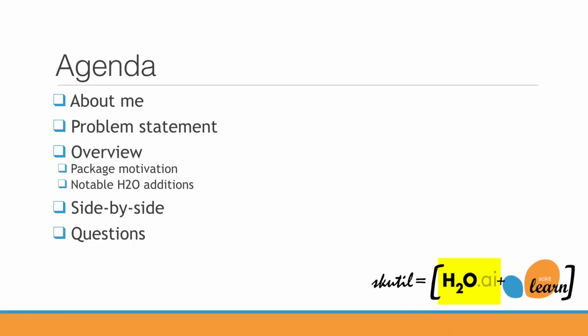It's out on GitHub. So we'll go through the problem statement, kind of an overview of the project itself, and then I'd like to share side by side of what H2O looks like in general, just some of the Python API, and then some of the Scikit-Util and how this stacks up with Scikit-Learn. And then we'll do some time for questions.